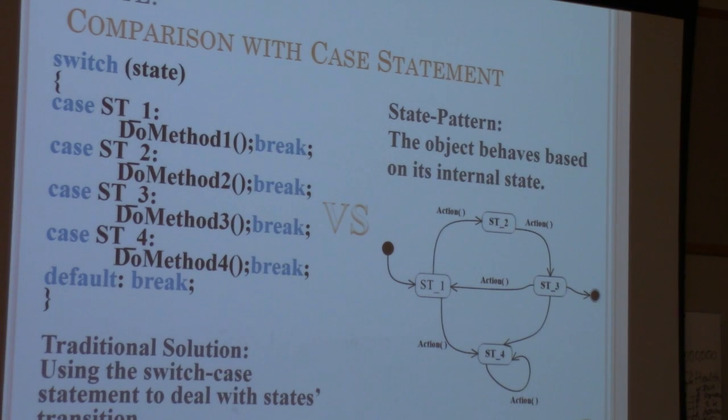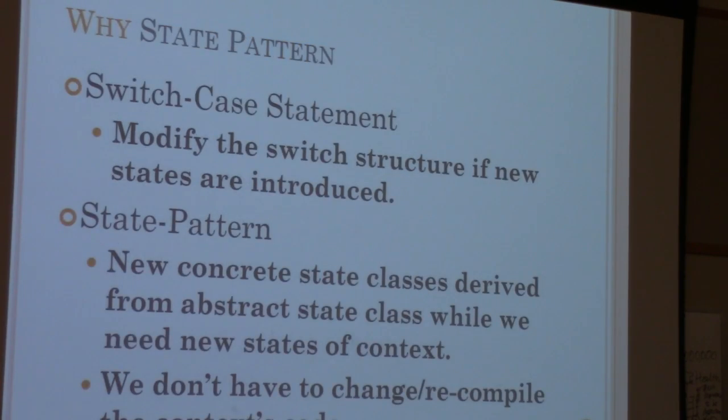So again, how did we do it earlier? The traditional solution was to use the switch case statement, and now we'll see a more sophisticated way to deal with this. With your switch case statement, you modify the switch structure if new states are introduced. With the state pattern, you add new concrete state classes derived from an abstract state class, while if we need new states of the context, we don't have to change or recompile the context's code.